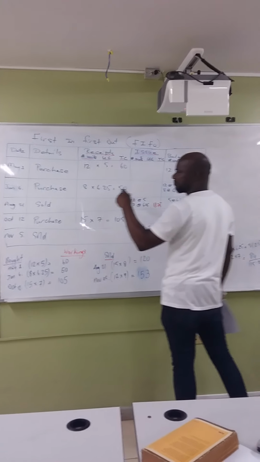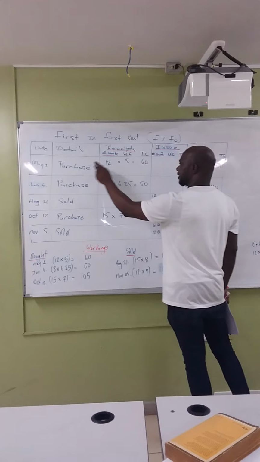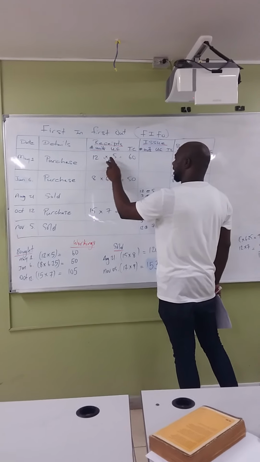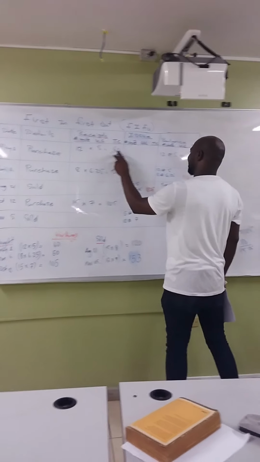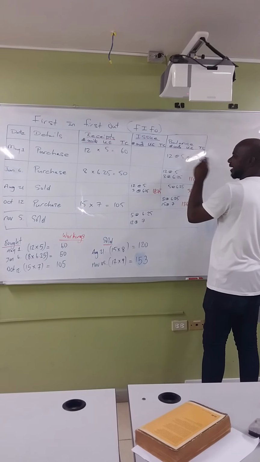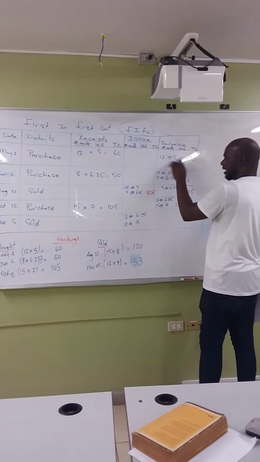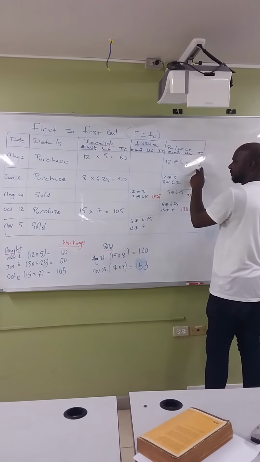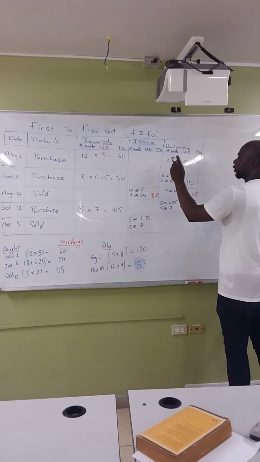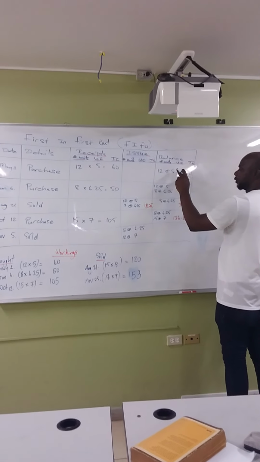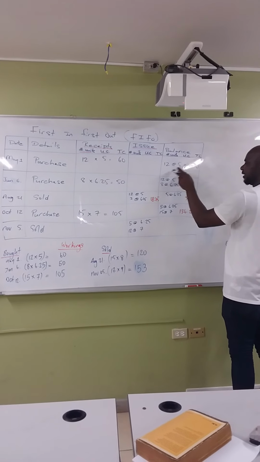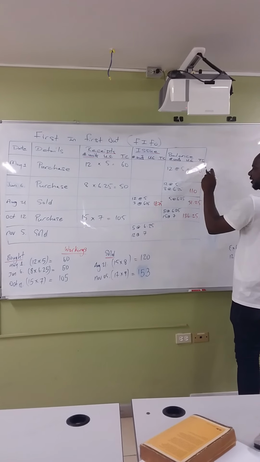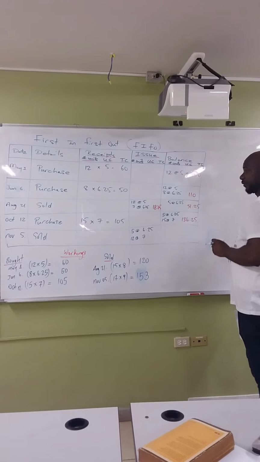So you're starting out on May 1st with a purchase of 12 units at $5 each. That gives you 60, and that becomes your balance for the end of May 1st. So in the afternoon of May 1st, this was what was in your inventory: quantity 12 at $5 each, so the value of the goods in your inventory was $60.